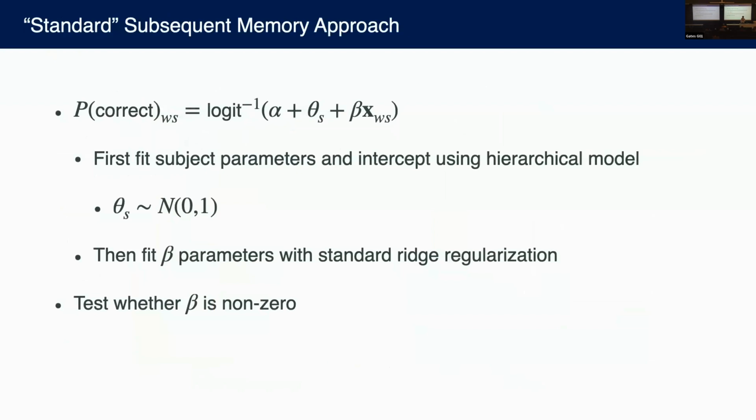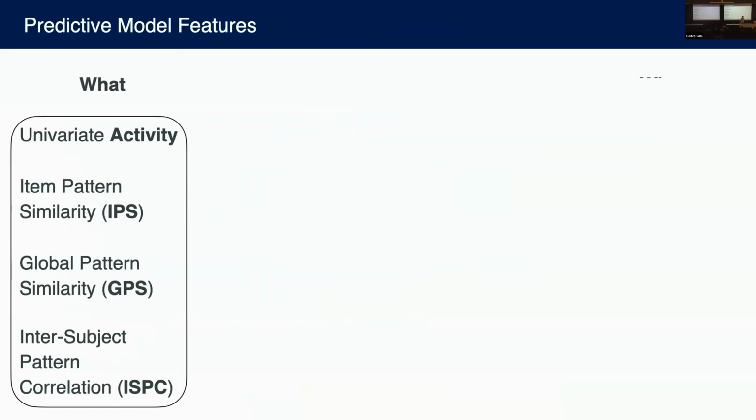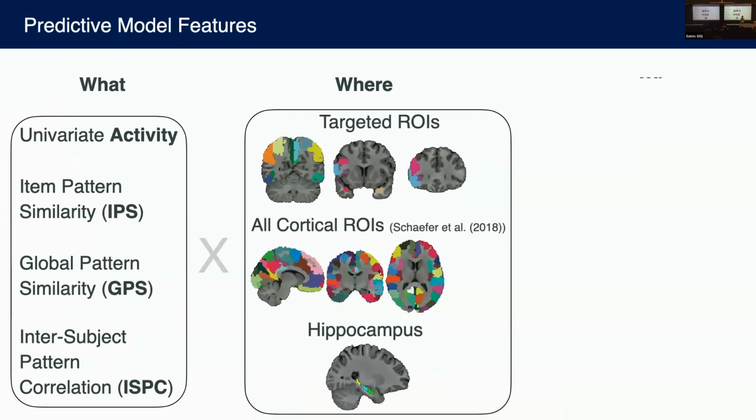So first, just to show you a more standard correlation with memory performance. We use a somewhat complicated fitting approach, but we're going to compare the standard subsequent memory approach with a causal subsequent memory approach, where we try to estimate the memorability of a particular item in a particular location in a study sequence, and then adjust for these parameters. Basically, we're comparing the model with adjustment to the basic standard model that people use without adjustment. We'll test all the kinds of features that I mentioned before in a bunch of different regions.